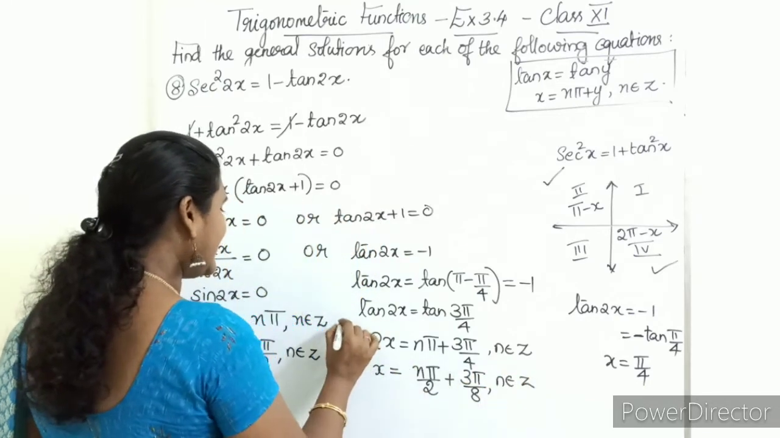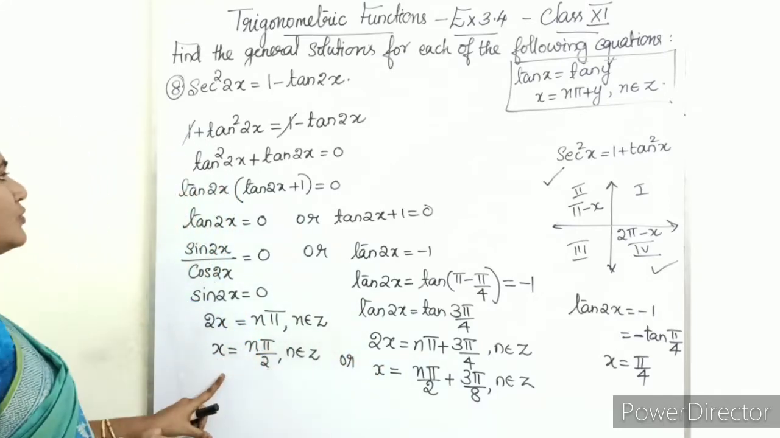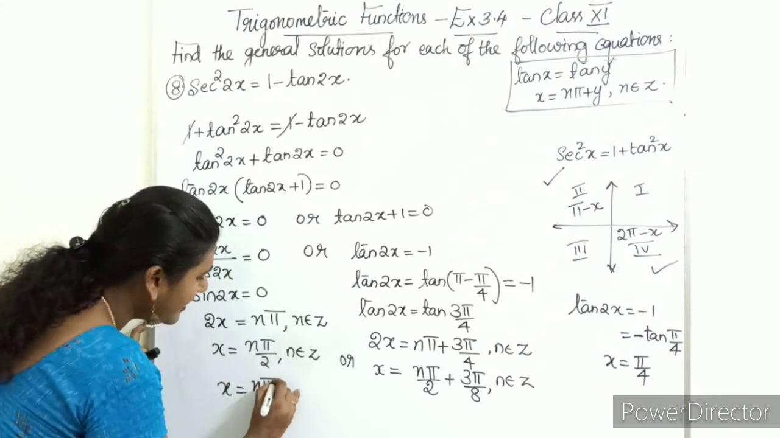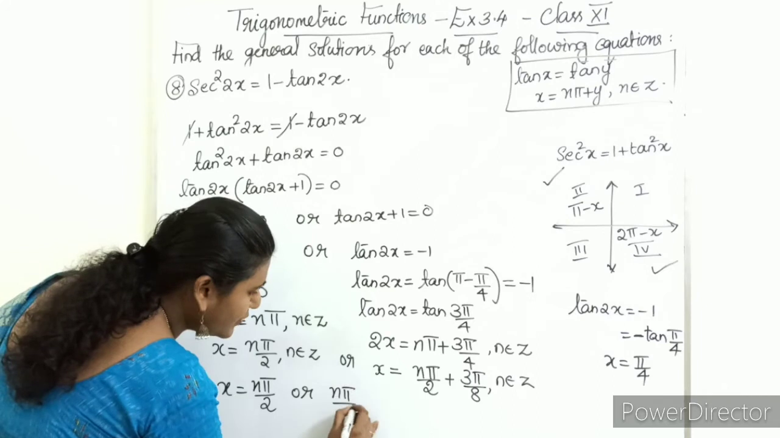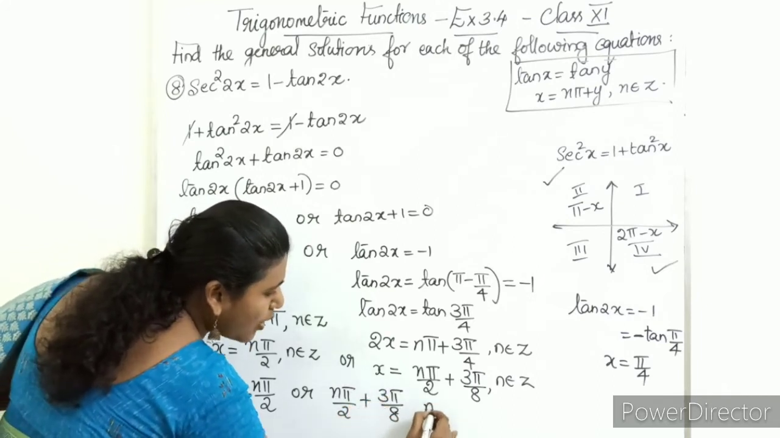Now we will combine these two values of x. This is actually the answer. Therefore the solution is x is equal to n pi by 2 or n pi by 2 plus 3 pi by 8, where n belongs to Z.